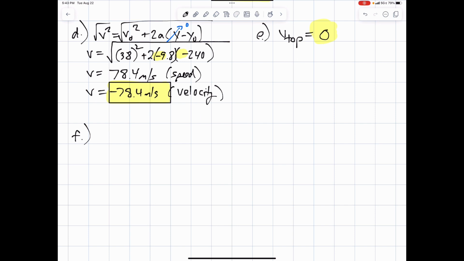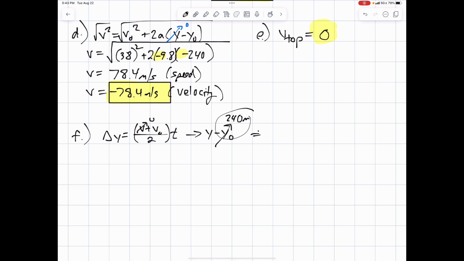Okay, I think the easiest equation to use is probably equation number 11. Instead of delta x, it would be delta y equals (v plus v naught) over 2 times t. Keep in mind, delta y is y minus y naught, where y naught was already 240 meters. You have to take that into account. And v is 0 at the highest point. So what I would do is add this to the other side, and we get that y was equal to v naught over 2 times t plus 240.